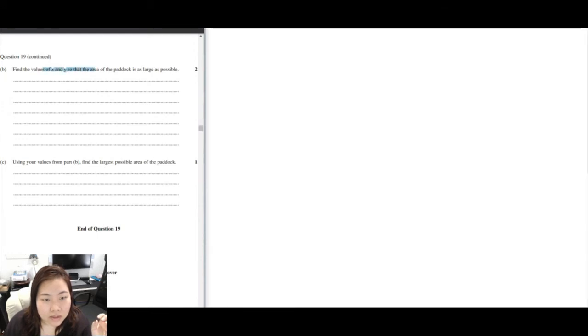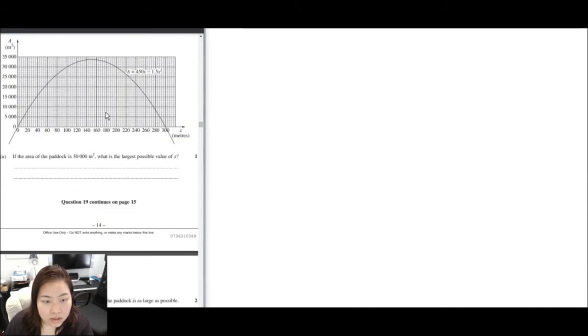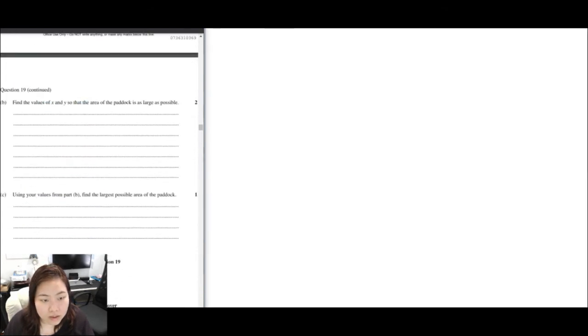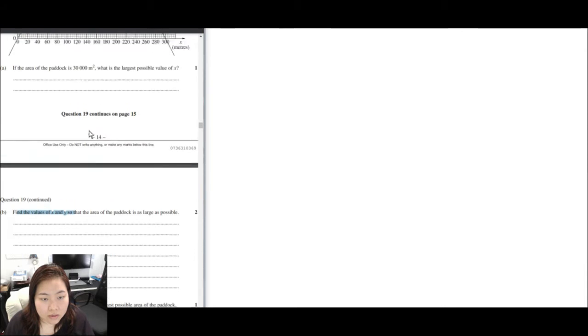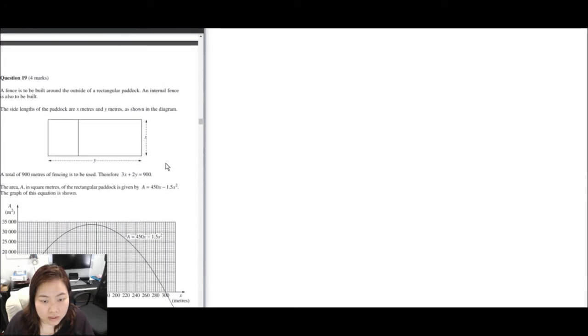Find the values of x and y so that the area of the paddock is as large as possible. As large as possible, which is, what is that? Oh, it's not even touching. Well, I know that I can't figure out that one because it's in the middle of the squares, but I can figure out this one, which is 150 meters for x. Find the values of x and y. Well, x is 150 meters.